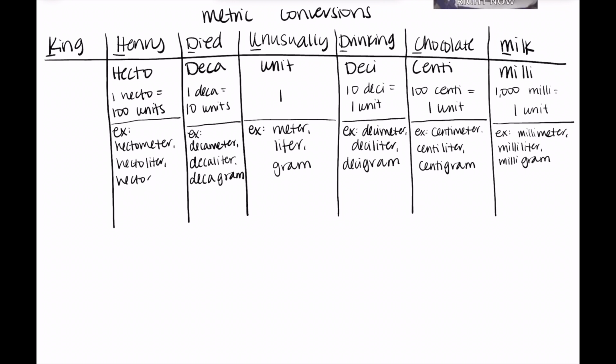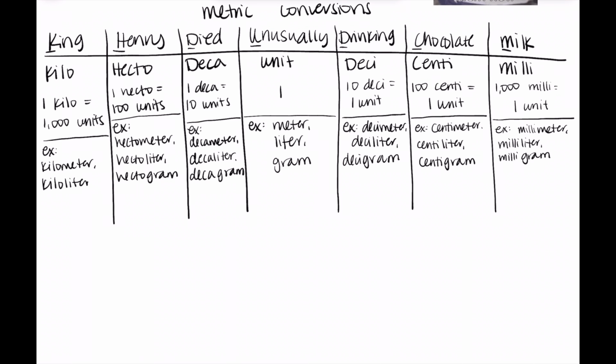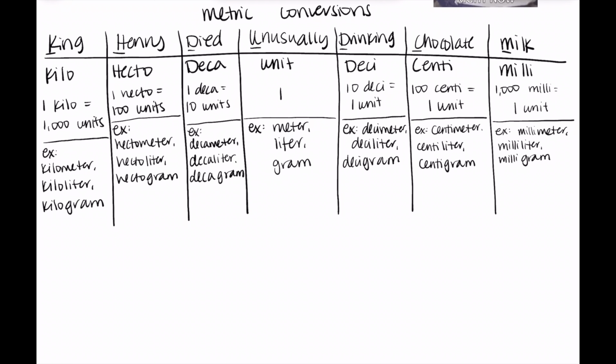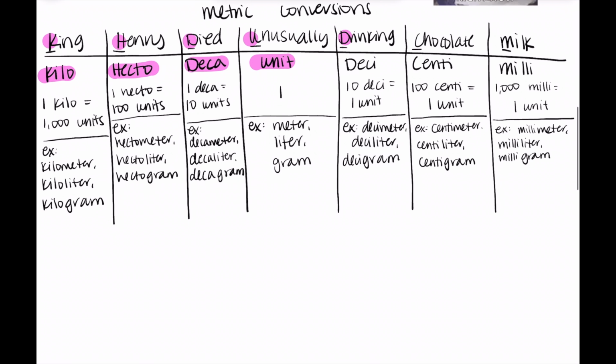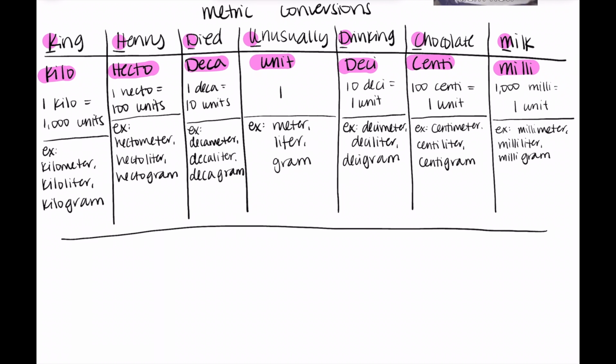And now we'll move on to our last one, last but not least, K for king. The K stands for kilo, and our conversion here is that 1 kilo is equivalent to 1,000 units. The examples here would be a kilometer, a kiloliter, and a kilogram. Now that we've gone through and defined everything in depth, I just want to go back through and highlight that K stands for kilo, H for hecto, D for deca, U for unit, D for deci, C for centi, and M for milli. Now that we've shown this, let's see what pattern we notice. I notice here that when we move left, we divide the number by 10.